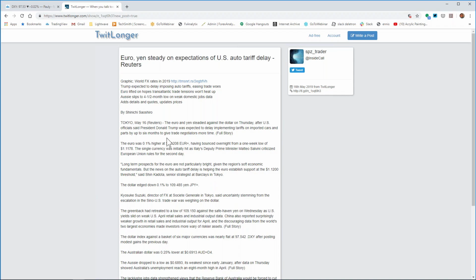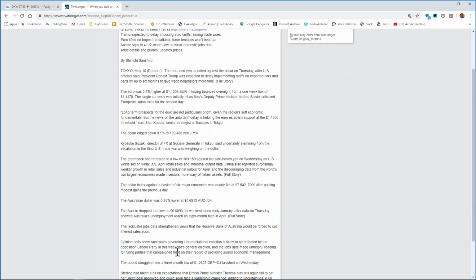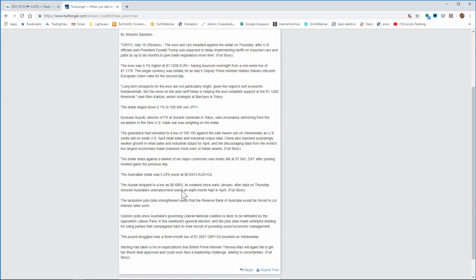Kiyosuke Suzuki, director of FX at Societe Generale in Tokyo, said the uncertainty stemming from the escalation in the Sino-US trade war was weighing on the dollar. The greenback had retreated from a high of 109.15 against the safe haven yen on Wednesday as U.S. yields slid on weak U.S. April retail sales and industrial output data. The dollar index against a basket of 6 major currencies was nearly flat at 97. And we already mentioned the Aussie dollar here.